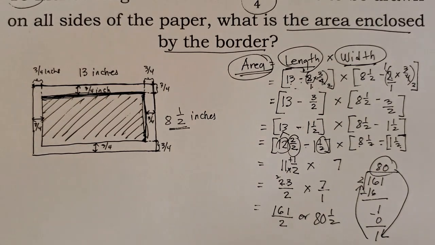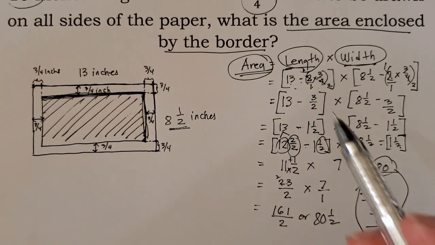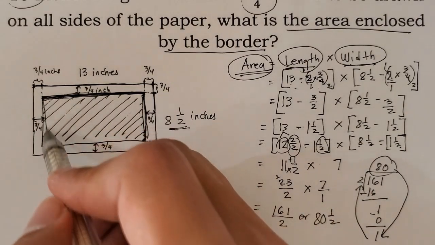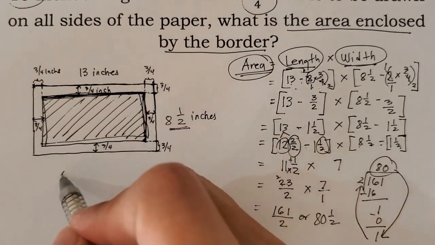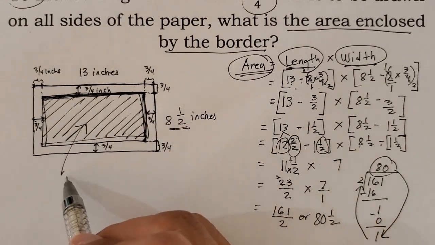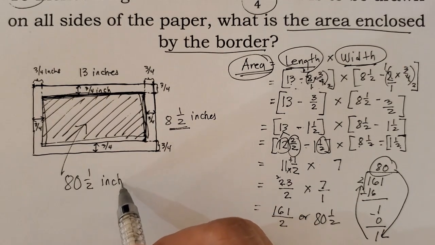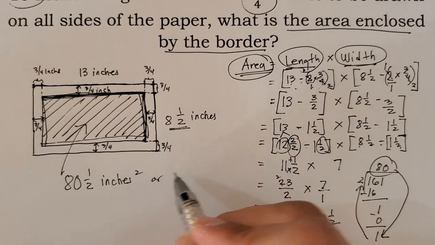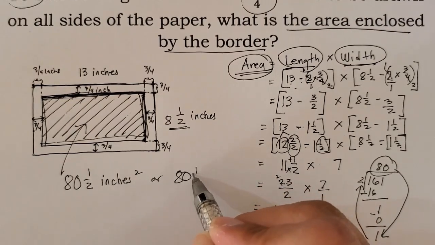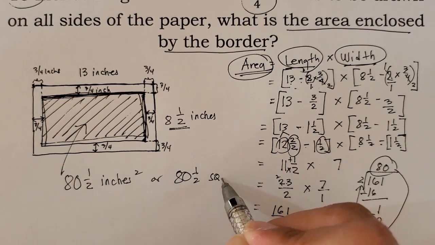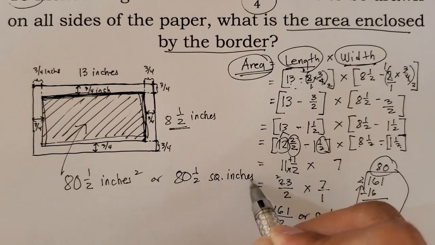You are asked here of the area of the enclosed border. So the area of this region here is 80 and 1/2 inches squared, or 80 and 1/2 square inches.